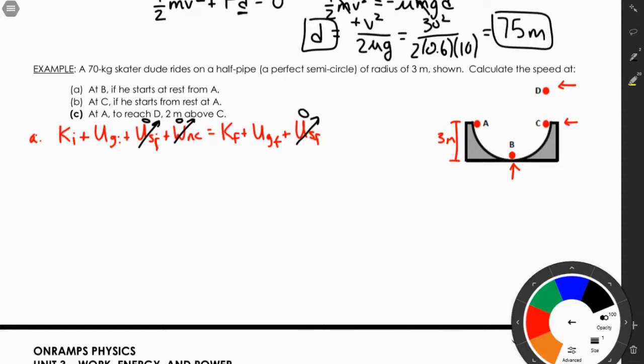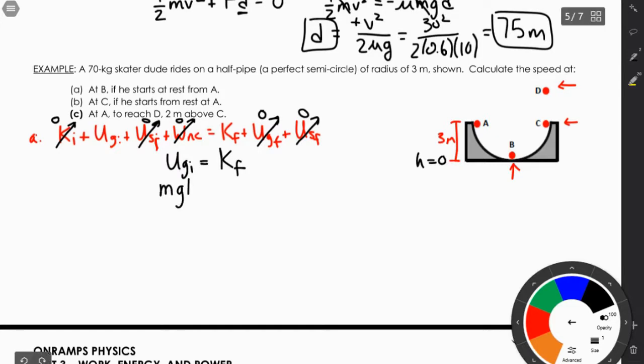We're going to call the ground 0, so H equals 0 is at the ground. That means at point B, the potential energy is 0. And then it's starting from rest at point A, so your KI will be 0. So essentially what's left over is UGI equals KF, and we're looking for something in KF. So you have MGH equals 1/2 MV squared, okay?